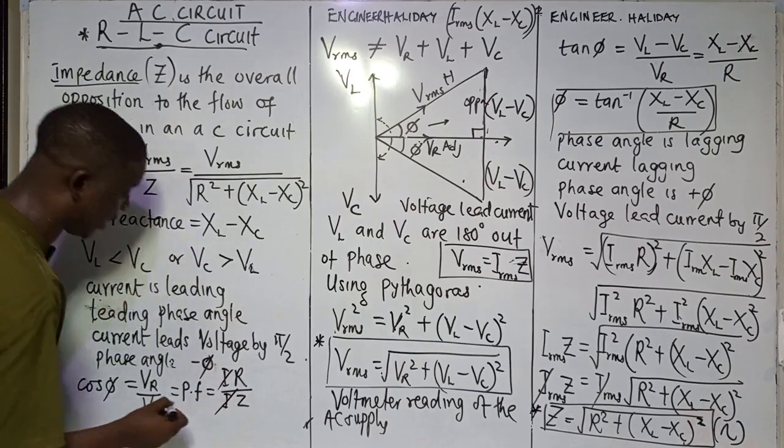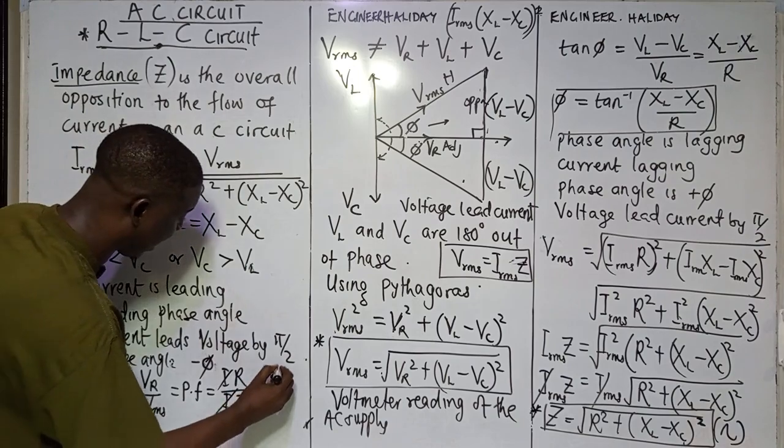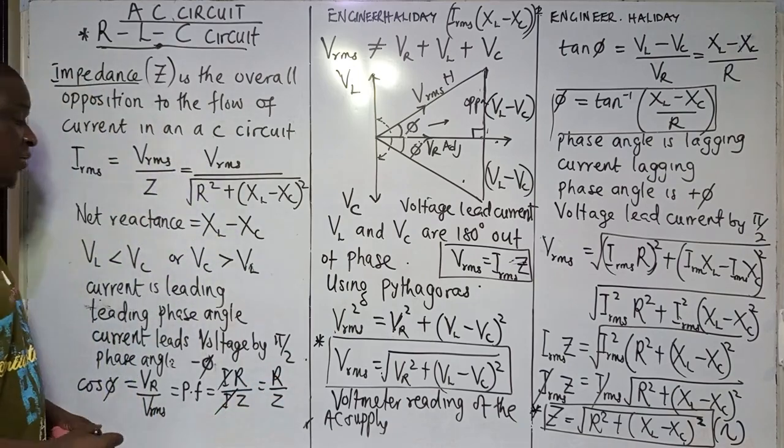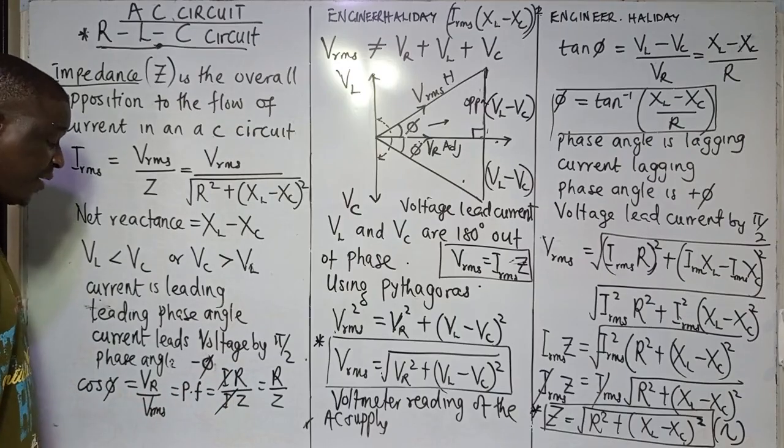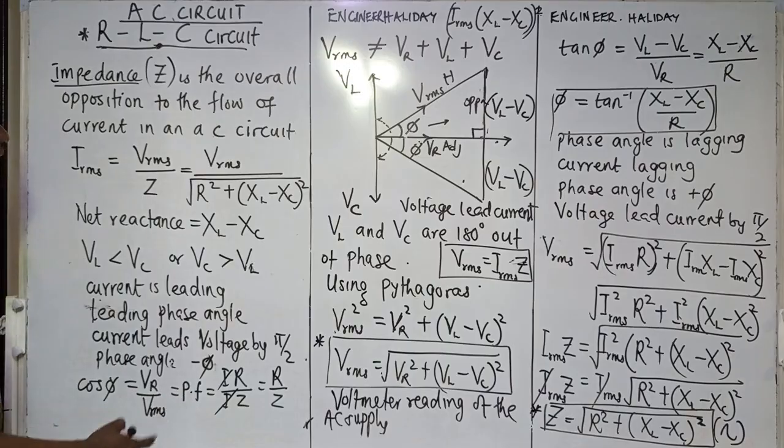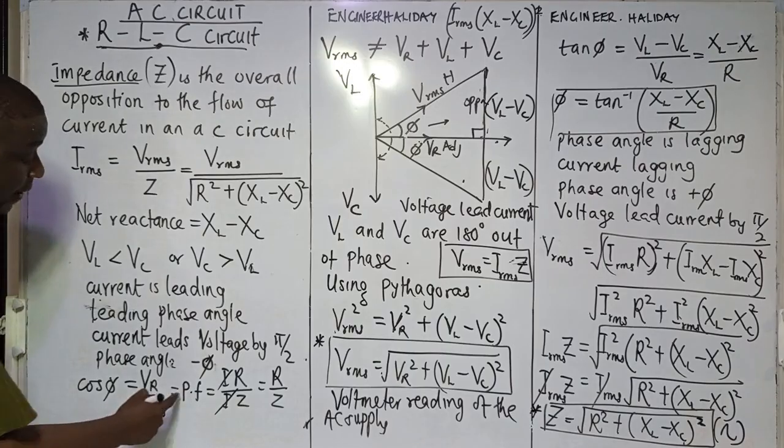What do we have? This all cancels this one. So what we're going to have is R over Z. So this is the formula for what? For power factor. PF, P dot F. Anytime you see P dot F, it means power factor.